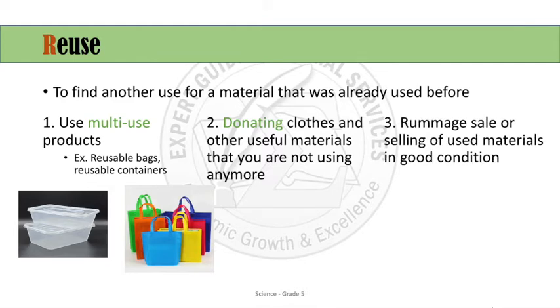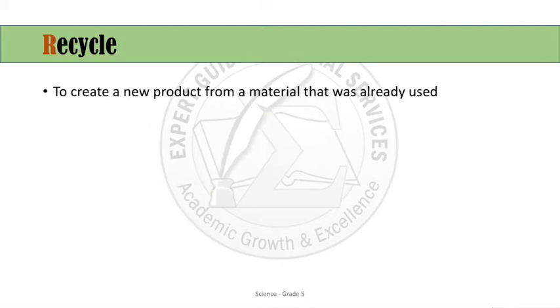And number 3, you can have a rummage sale, also known as selling your second-hand or used materials, okay? But they have to be in good condition, because if you sell things that are broken, well, that's not good, alright? That's bad. Next one is to recycle.